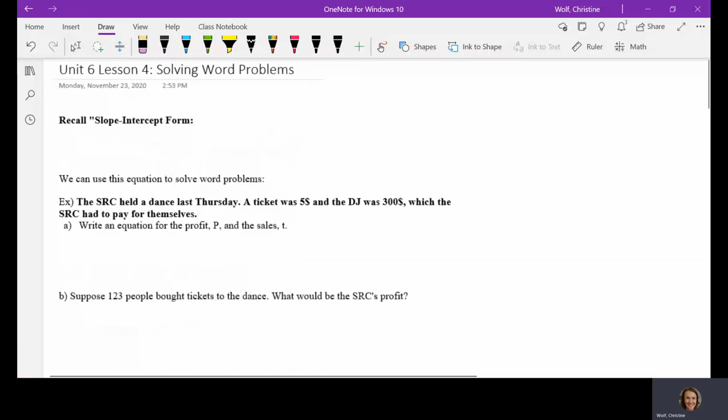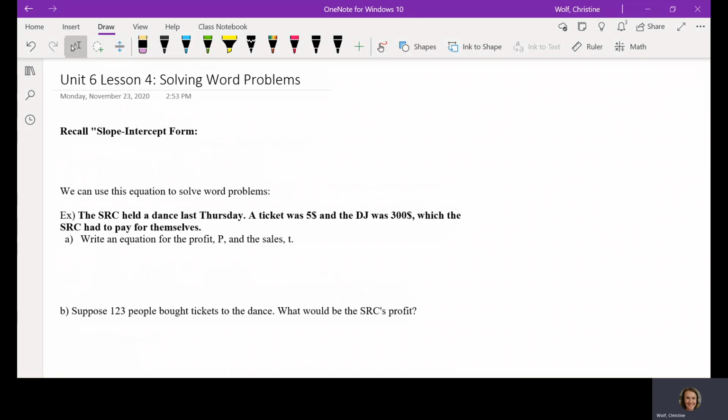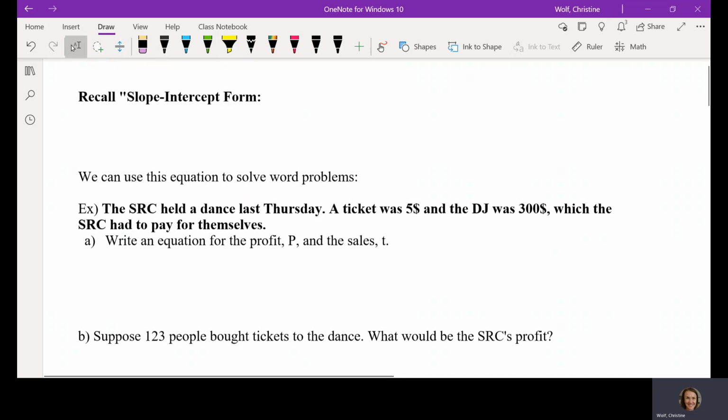All right, here's the video for Unit 6, Lesson 4. And like I said in class, we're going to take a break from graphing and just work on some word problems, okay? So what I need you to remember is slope-intercept form. We talked about slope-intercept form in Lesson 3.